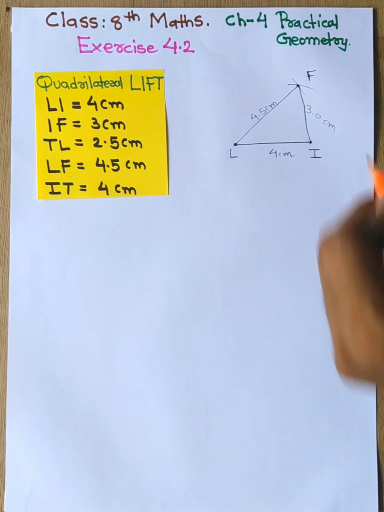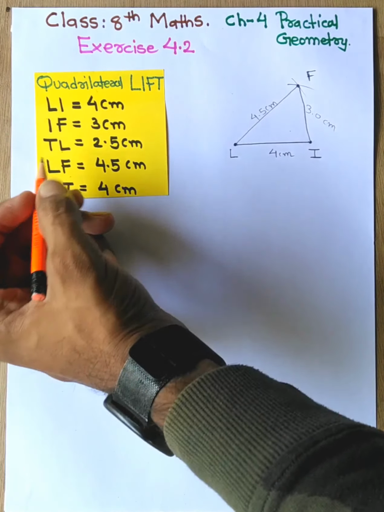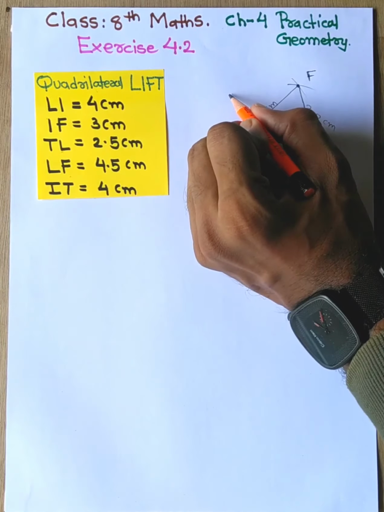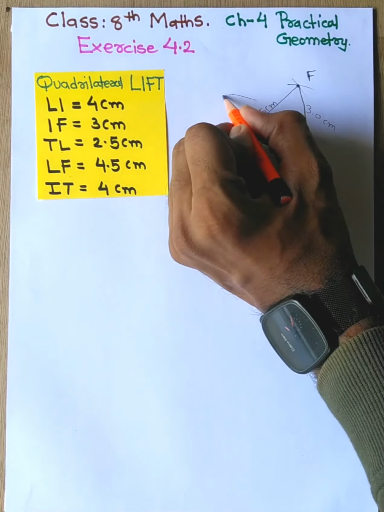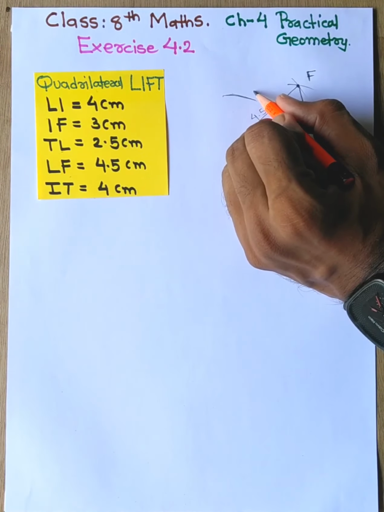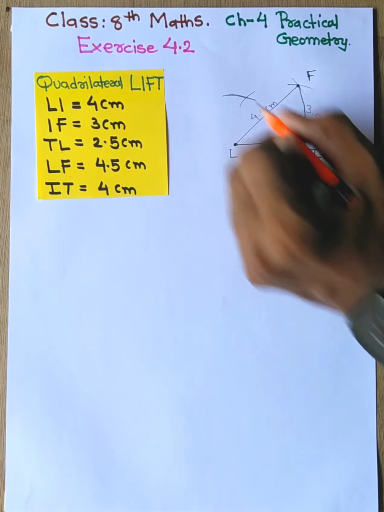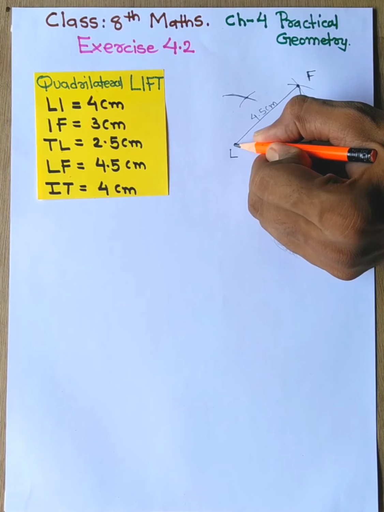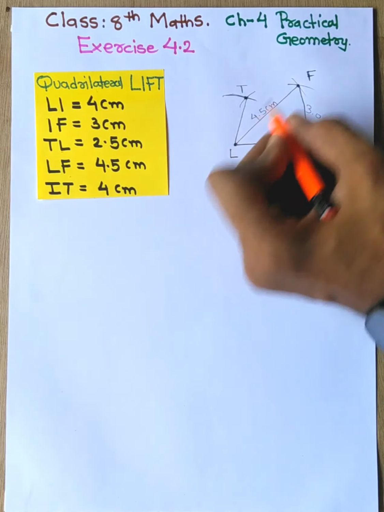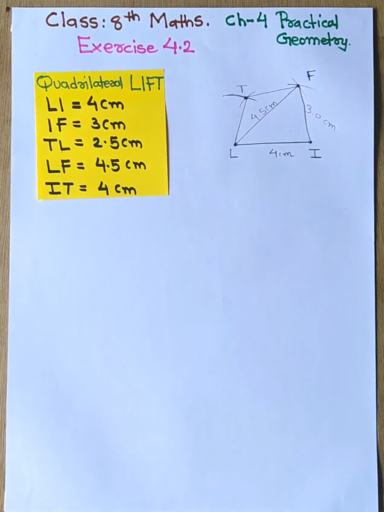Now only one point left is T. So let us see from L. T is 2.5 centimeter. So we will have to draw an arc from L 2.5 centimeter, and from I it is 4 centimeter. So we will be drawing from I an arc of 4 centimeter. So we may get point T like this. No information about TF, so we will join TF like this. So this is our rough figure. Why we tell this as rough figure? Because we draw it roughly without scale.